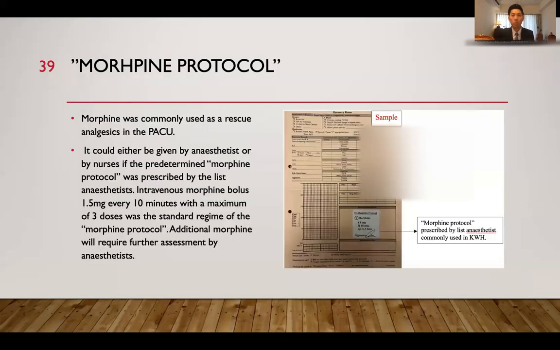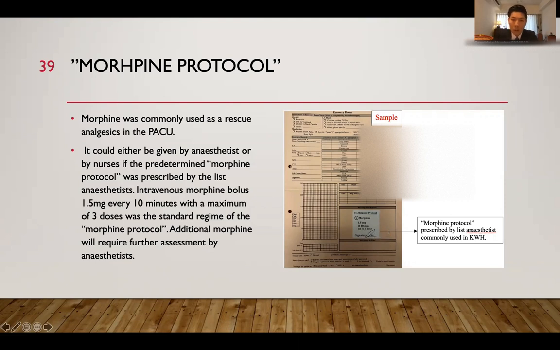So the most commonly used rescue analgesic is morphine, or the morphine protocol that we are currently using right now. In this protocol, we can see that the dose is 1.5 mg of morphine every 10 minutes for up to 3 doses.